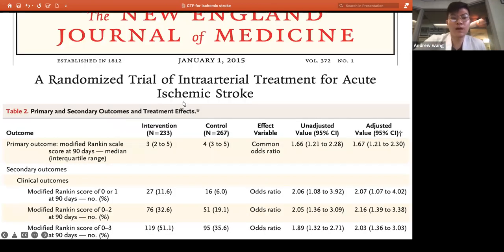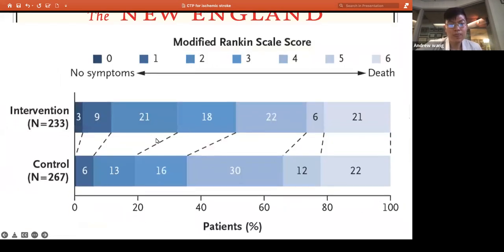And what about patients who receive endovascular treatment? So this is another study from 2015. There were 500 patients enrolled. And we can see from this graph, most patients who receive intervention, which is endovascular thrombectomy, have a better outcome compared to patients who receive control, which is standard medical treatment, which includes intravenous tPA.